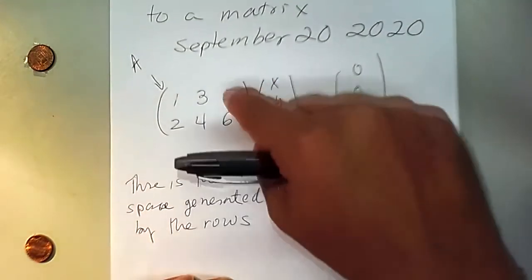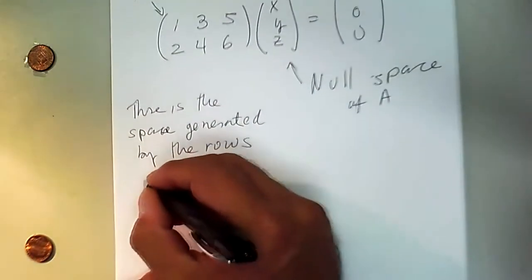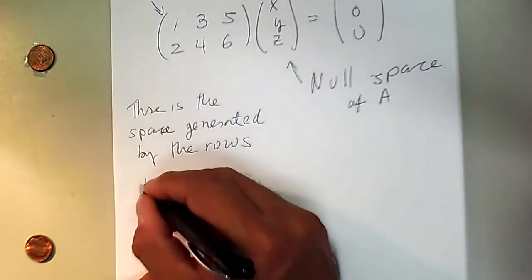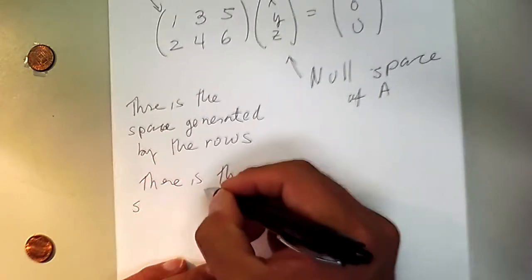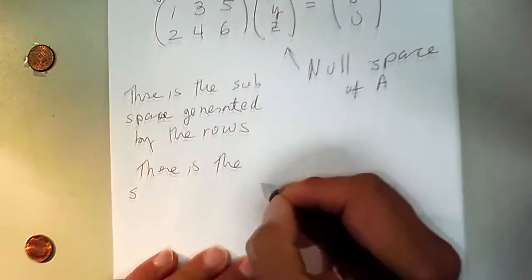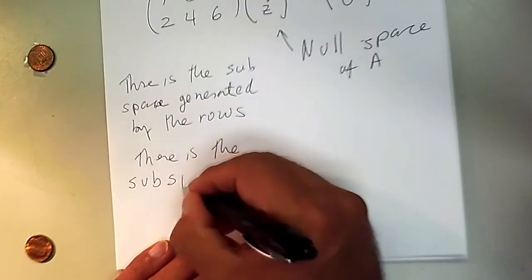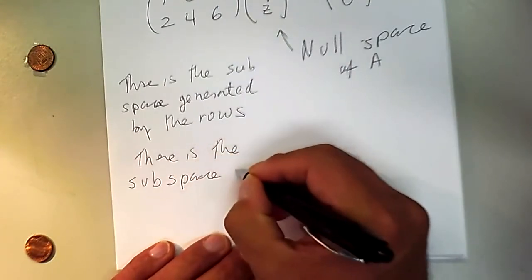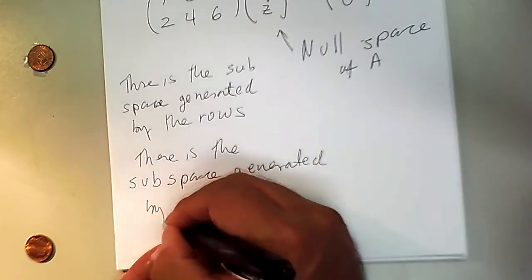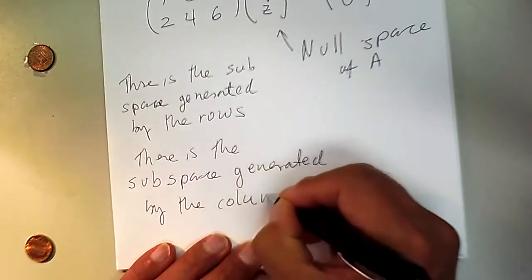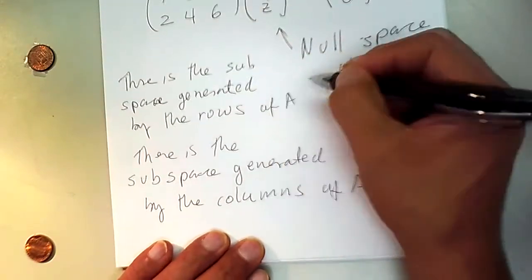And then we also have the space generated by all the columns. So there is the space or subspace, in both cases, we're going to call them space generated by the columns of A. So these are the rows of A and the columns of A.